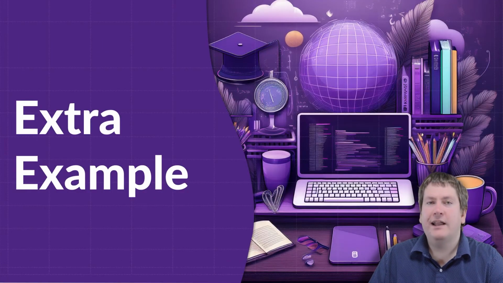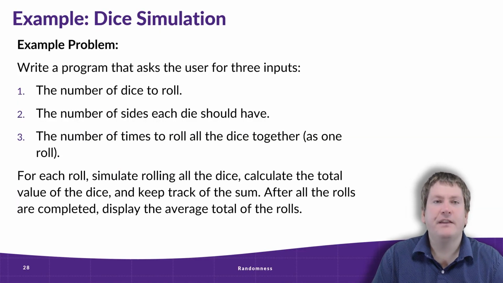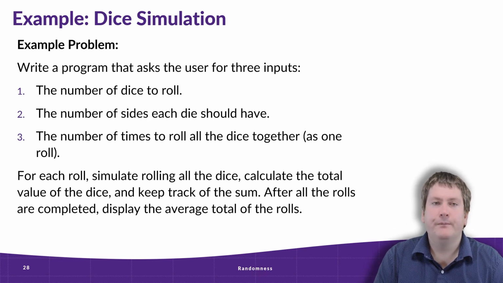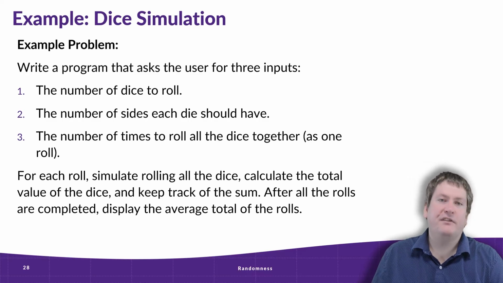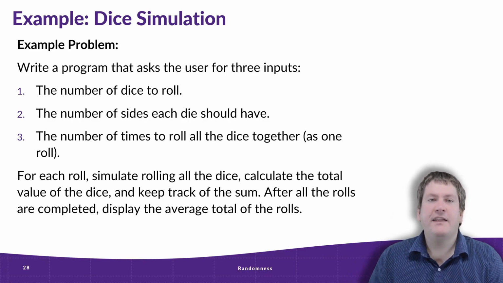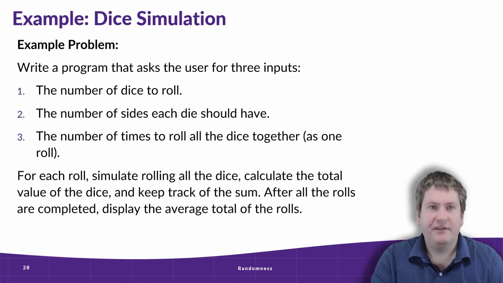Now we're going to look at one last example before we're done this video, and that is going to be solving this problem here in Python, and we'll code this one together. So the problem is: write a program that asks the user for 3 inputs: the number of dice to roll, the number of sides each die should have, and the number of times to roll all the dice together as one roll. So the idea here is the user's going to say how many sides each of our dice have, how many dice we have, and then how many times we have to roll all those dice at once.